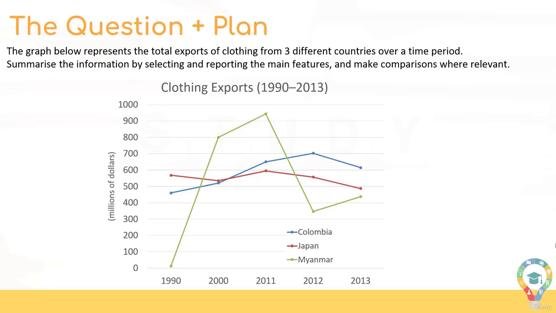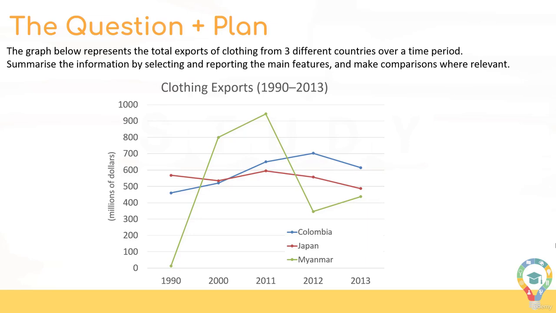So back to the key, we've got these 3 countries, Colombia, Japan, and Myanmar, and they are colour-coded onto our line graph above. On the y-axis, we can see millions of dollars from 0 to $1,000 million. And on the x-axis, we have our years from 1990, 2000, 2011, 2012, and 2013.